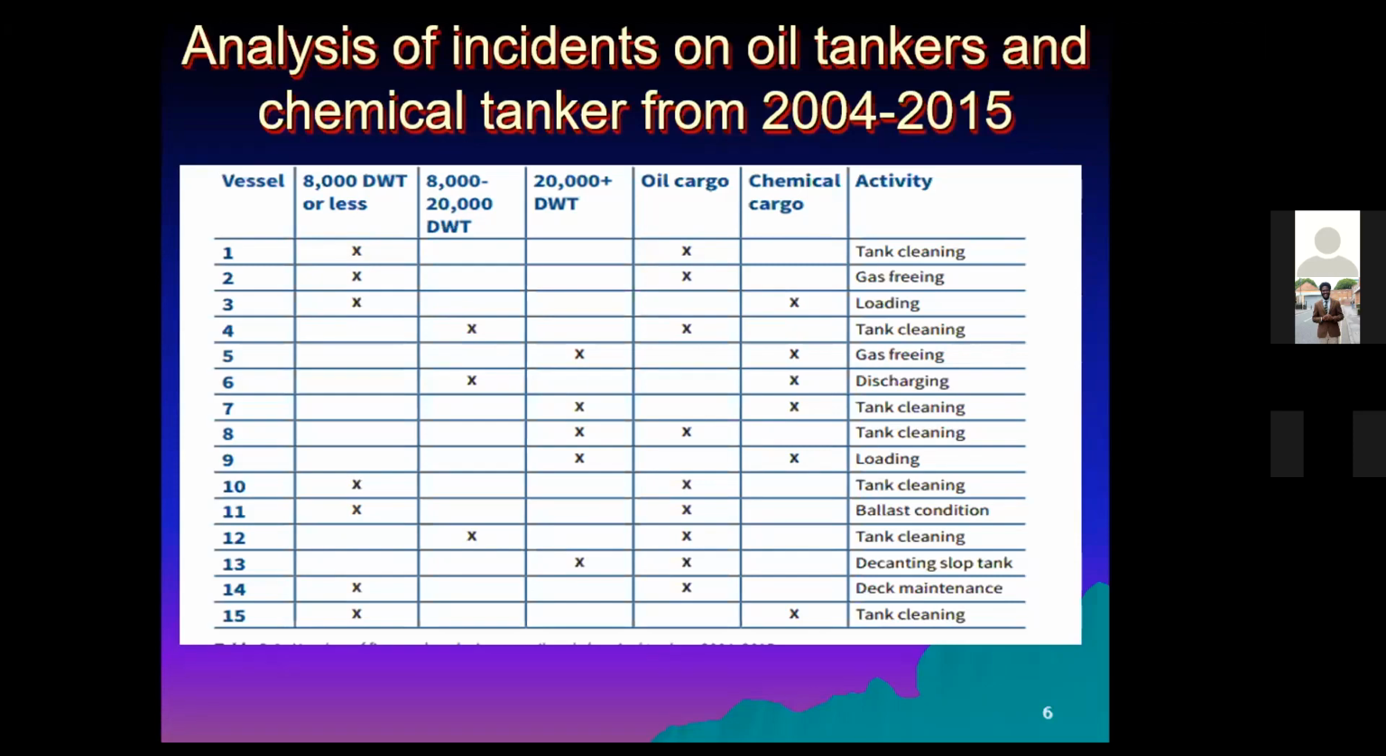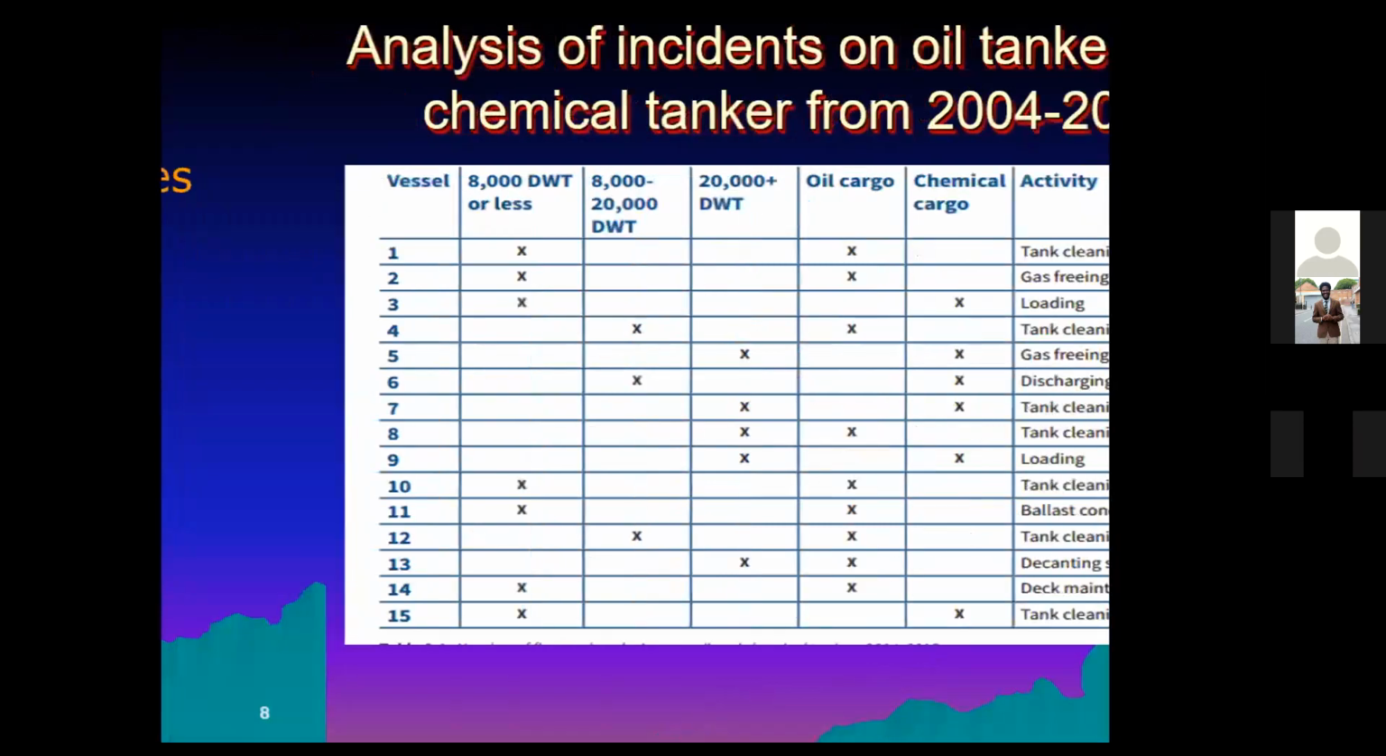Some of them happened during decanting of slop tank, when you are moving some dirty cargo from the main cargo tank to the slop tank. That shows you how critical the inert gas system and the inert gas plant can be. Failure to comply with this can lead to a catastrophic event, because when an explosion happens, it leads to loss of life, loss of property, and worse still, pollution, because you are going to be on the headline of the news all the time. So it's very, very important.